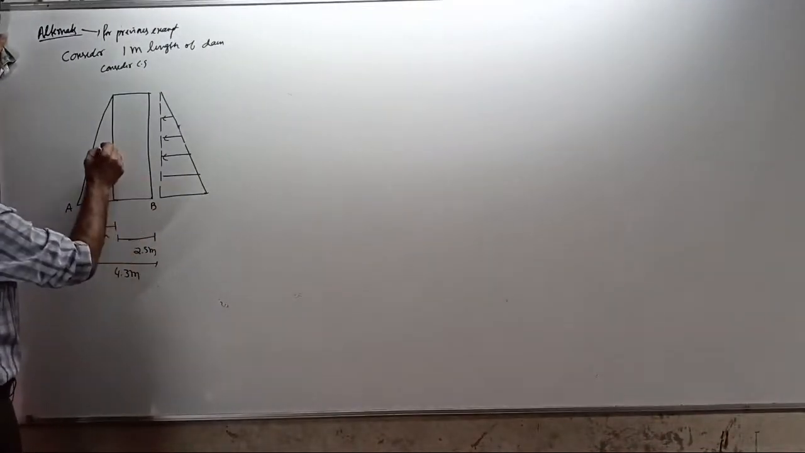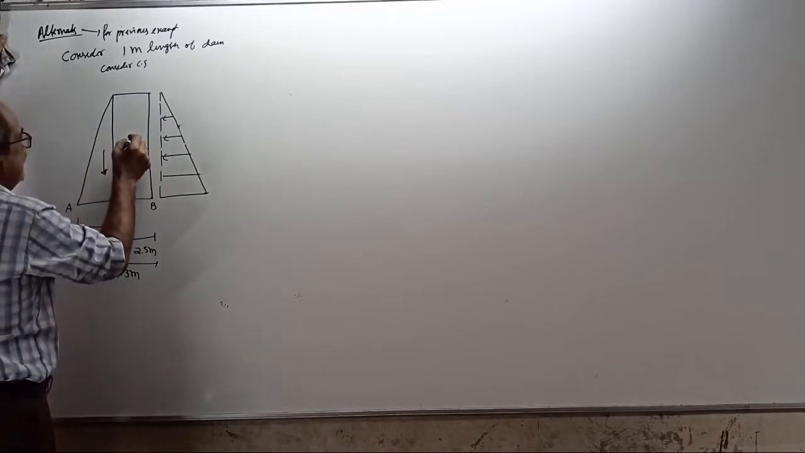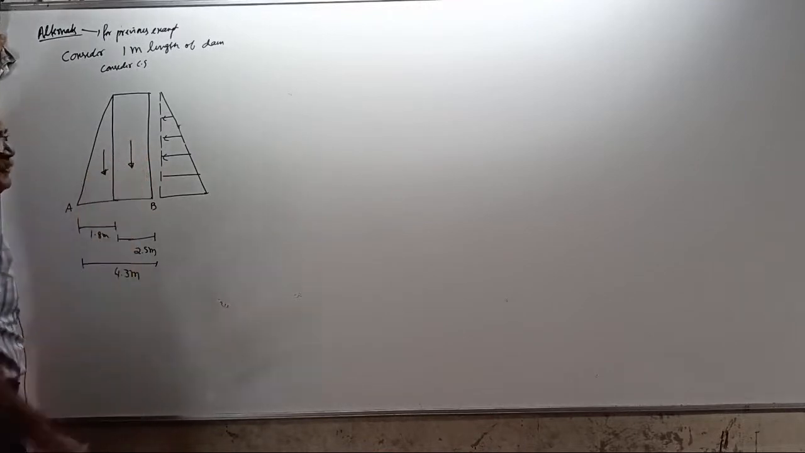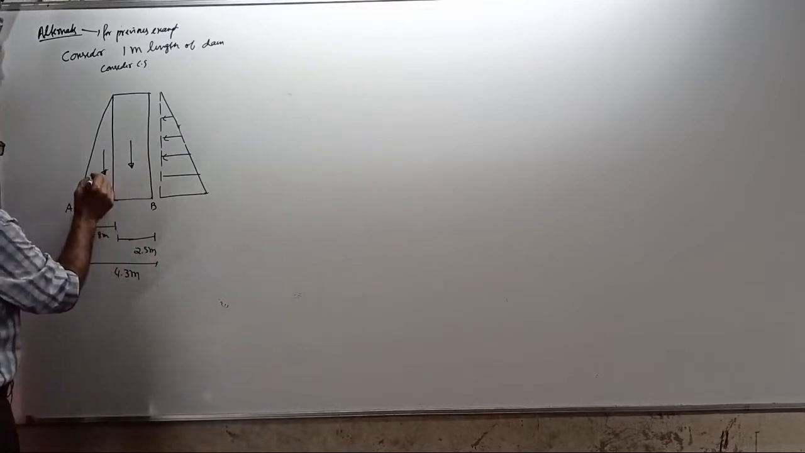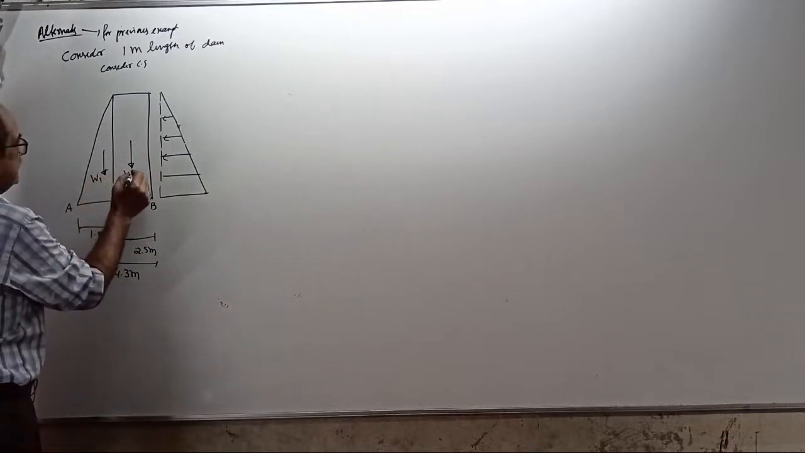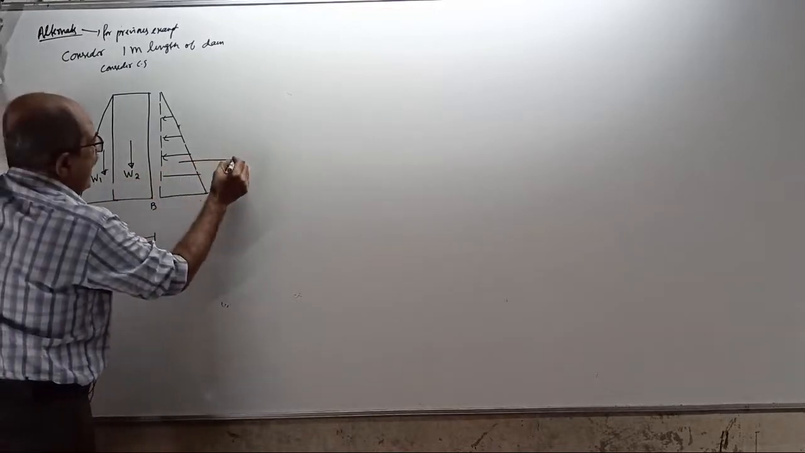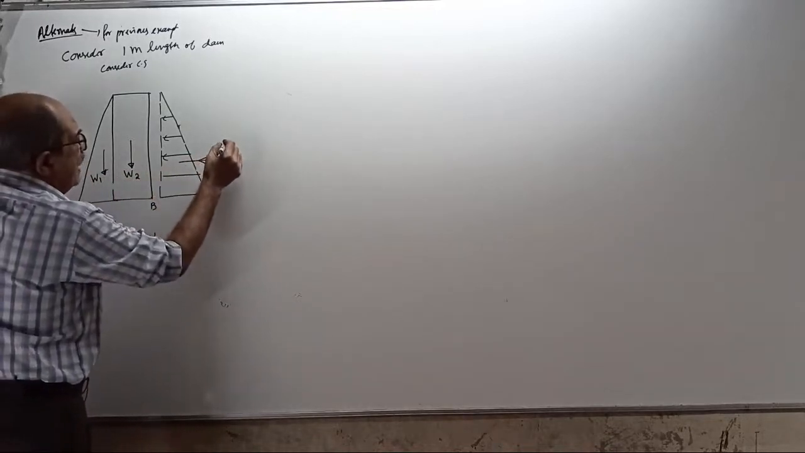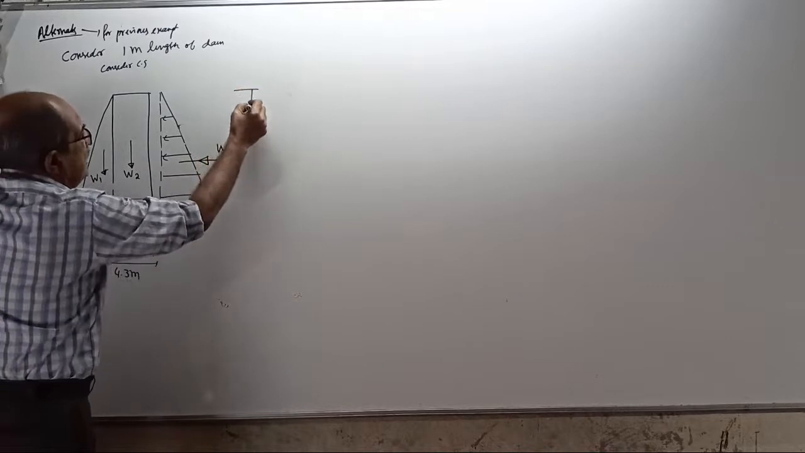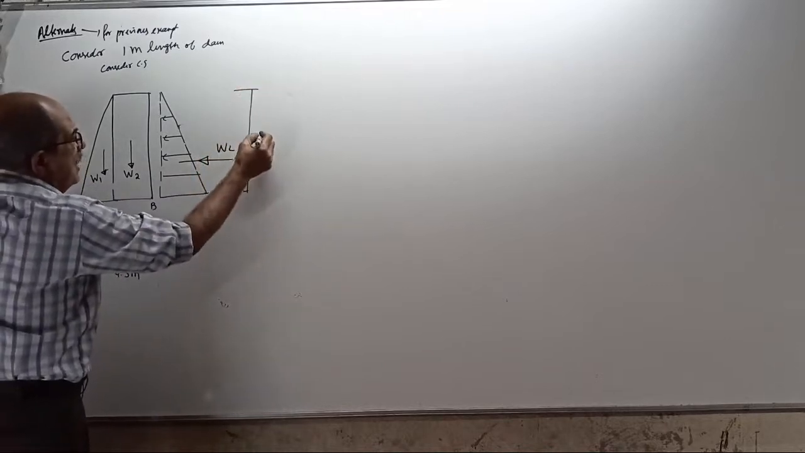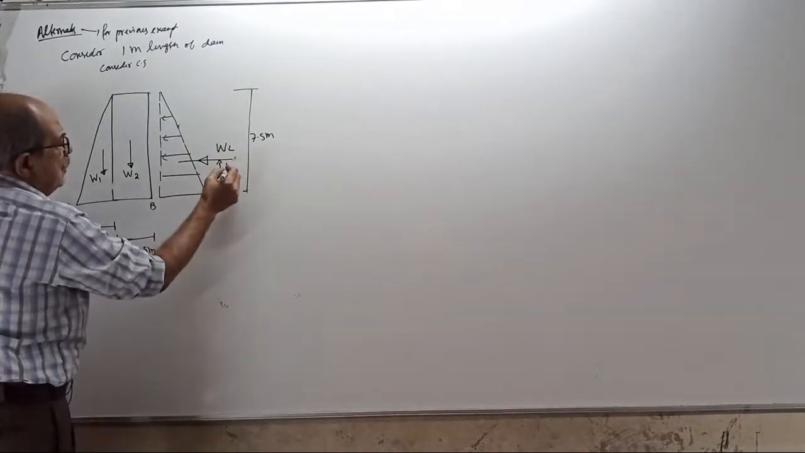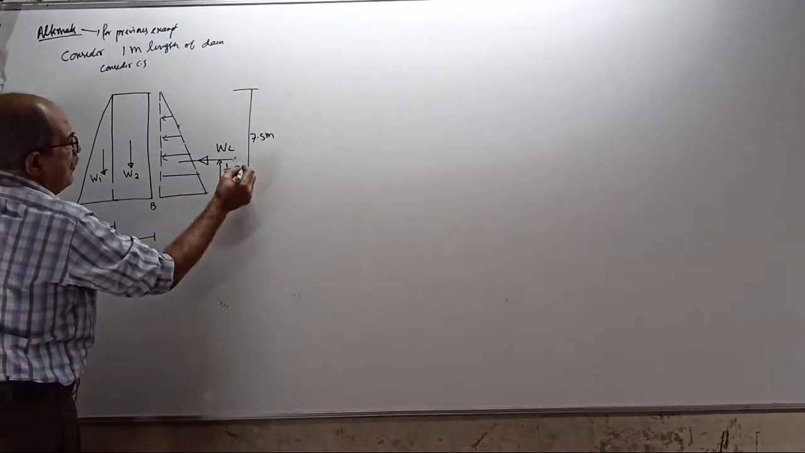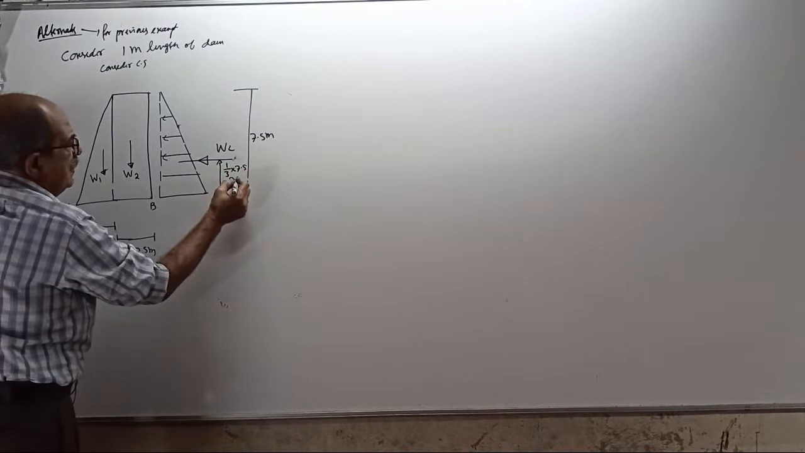One weight acts here, right? The dam section, trapezoidal, divide into rectangle and triangle. Take this load as W1. Take this load as W2. Resultant lateral force, take WL. The total height is 7.5 meter. So this will be acting at 1/3 of 7.5, equal to 2.5 meter.